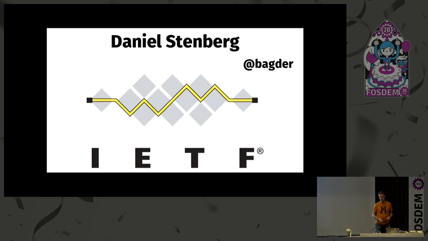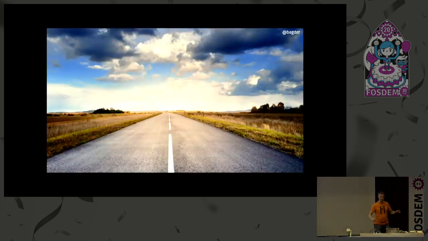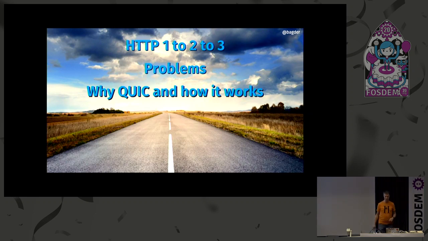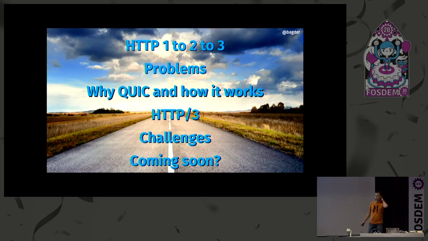lot of other people. So this is what I'm about to try to squeeze in my 45 minutes or so. So we did HTTP 1, 2, and we're going to 3. There are some problems along the way. That's why 3 is coming, right? I'm going to explain a little bit about them. How QUIC is the solution to those problems, and a little bit about HTTP 3 on top of QUIC. Some of the challenges with running this tomorrow or now, and something about it when it's about to come, or maybe, I don't know.